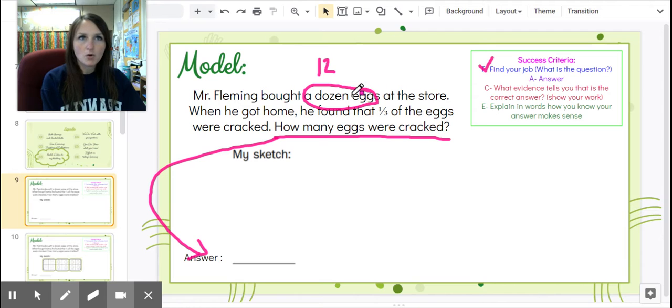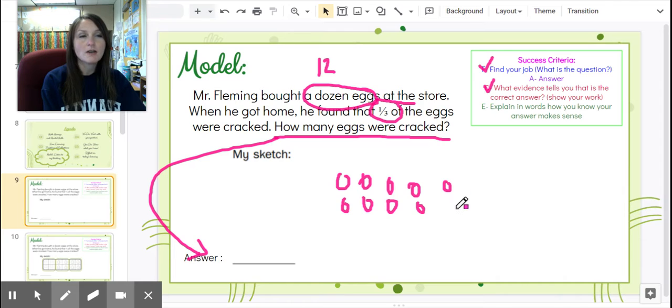Now, what else is important? It says he found that 1/3 of the eggs were cracked. I don't know what 1/3 of 12 is, so I definitely need to show my work here. One thing you could do is draw your 12 eggs, just like I was showing you in the math message. You could also use your fraction strips or your number lines, your circles, but I think it might just be easier to draw the picture this way when you have a collection, since each item is individual.